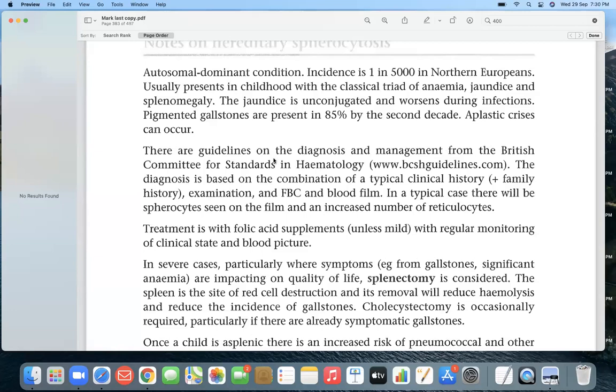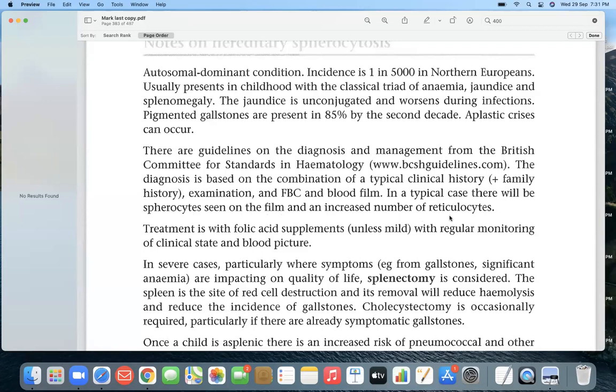Okay. There are guidelines on diagnosis and management from the British Committee for Standards in Haematology. The diagnosis is based on a combination of typical clinical history plus family history, because this is autosomal dominant. Either mother or father may have it. So there will be family history, typical clinical history, examination, and full blood count and blood film picture of spherocytosis. In a typical case, there will be spherocytes seen on the film and an increased number of reticulocytes.